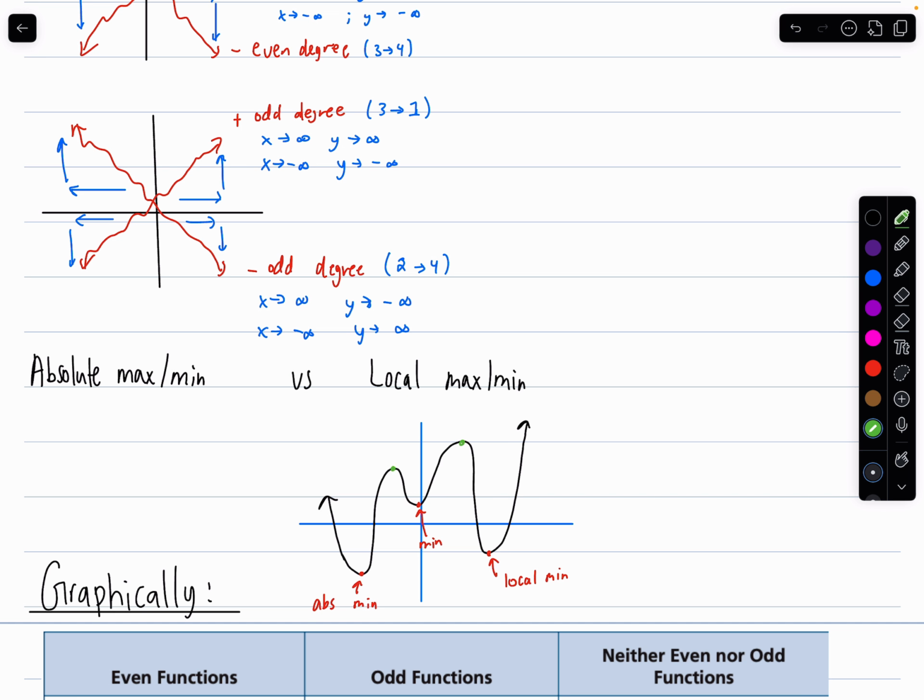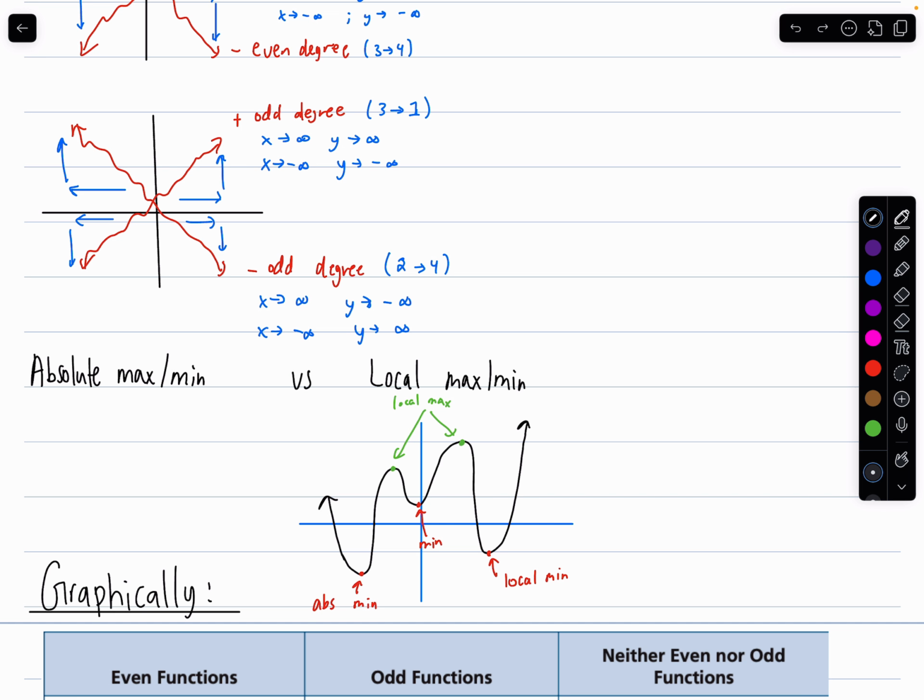This is a max and this is a max. These two are actually going to be local maxes. And the reason why is because of these two arrows, we know that this function is going to go on forever and ever and ever up. So in this specific example, there actually isn't an absolute max. There are local maxes, but there isn't any absolute max because it goes on to infinity.